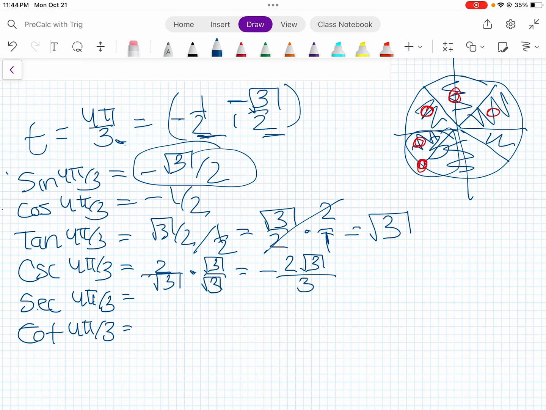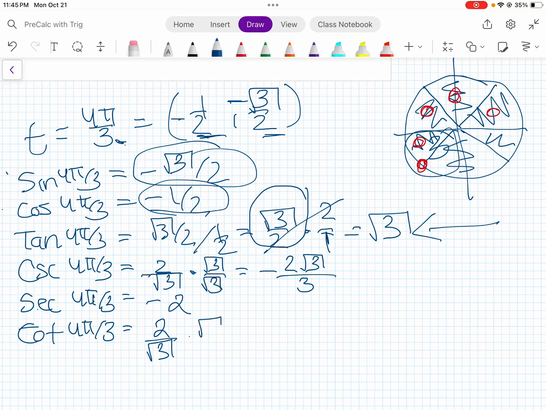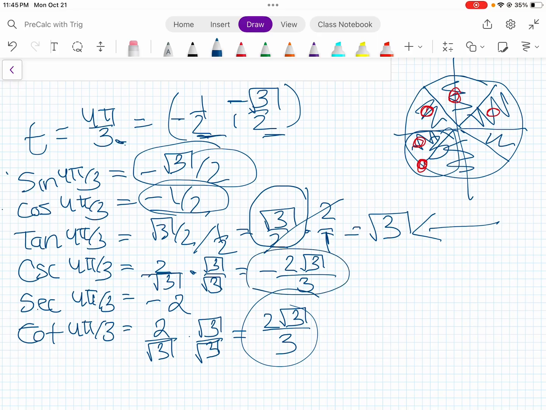Secant of 4 pi over 3, that's going to be the reciprocal of cosine. So that's just going to be the reciprocal of negative 1/2, which is negative 2. And then cotangent is the reciprocal of tangent. I know after we rationalized it, we got radical 3. But just to make it easier, the reciprocal of that is going to be 2 divided by radical 3. Again, I need to rationalize this. So this is going to be 2 radical 3 divided by 3. And those are my answers.